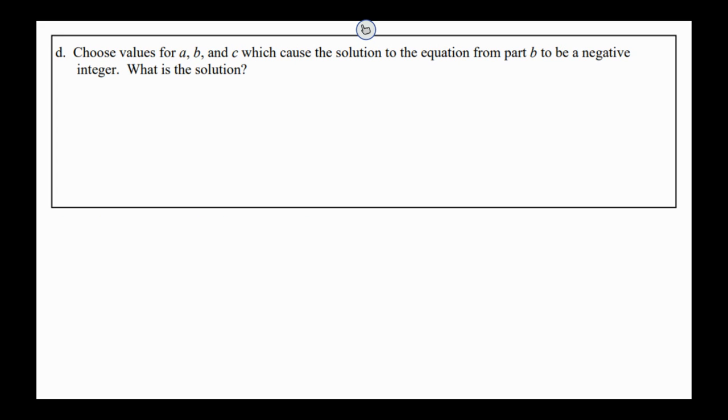Okay. Part D, choose values for A, B, and C which cause the solution to the equation for part B to be a negative integer. What is the solution? Okay, so I'm going to let everybody do this because you're all going to get different answers when you do this. So choose values for A, B, and C which cause the solution to the equation from part B to be a negative integer. And what is the solution?